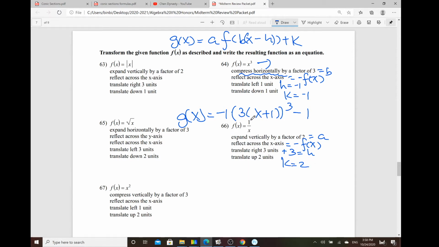And then the parent function is 1 over x. It's a rational, so this one is written as negative 2 over x minus 3. Again, the value of h is 3. And then up 2 units. So then that'll be g of x.